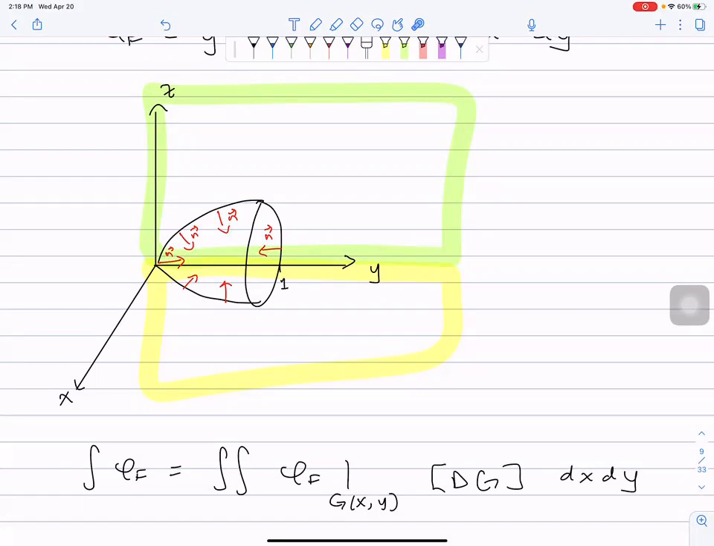Does that make sense? For the right hand rule, the right hand rule tells you which direction should be the positive normal vector. Any questions on that?